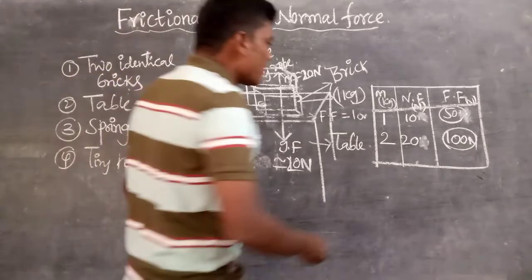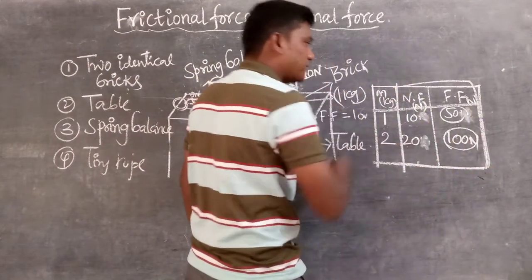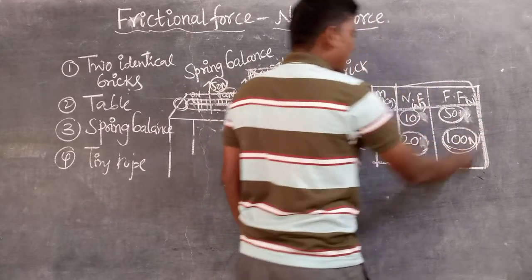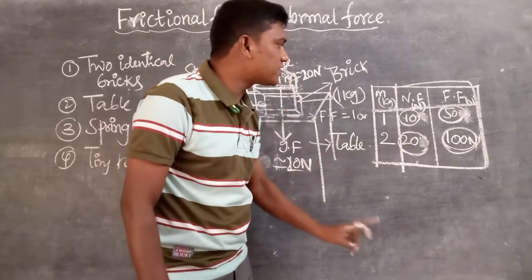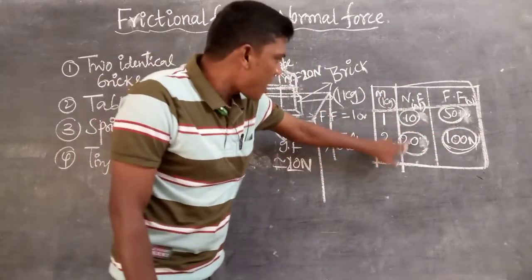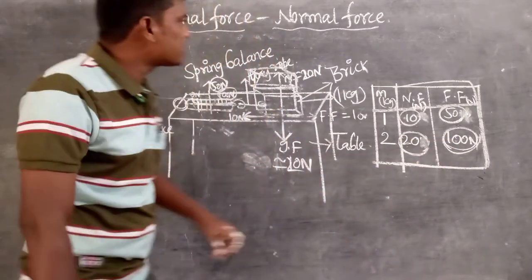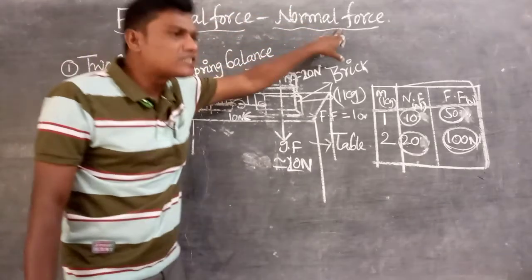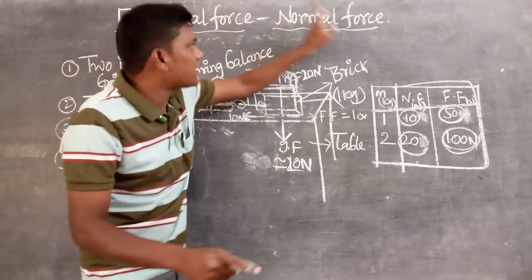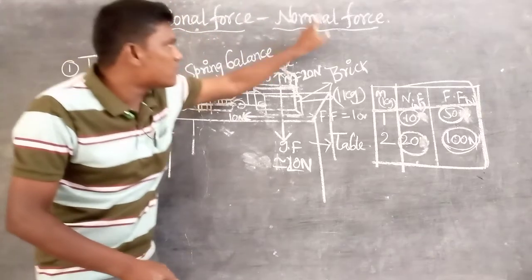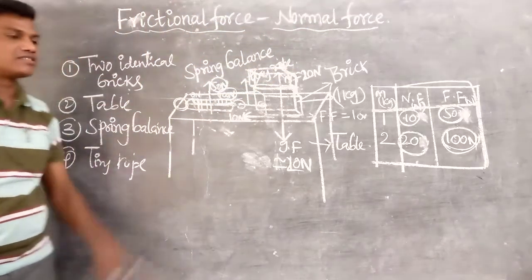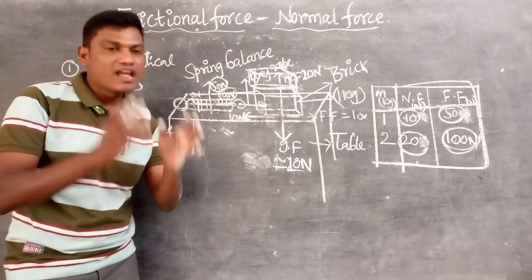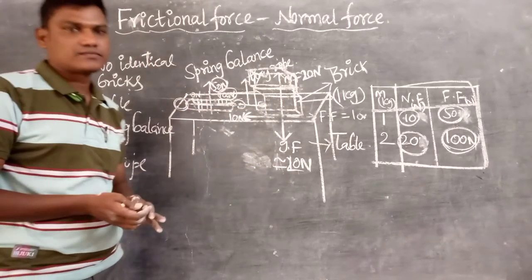Now you are observing mainly these two columns only. Normal force is 10, frictional force is 50. Normal force is 20, frictional force is 100. So if normal force increases, frictional force also increases. If normal force decreases, frictional force also decreases. That's why it says that frictional force depends on which one? Normal force. If normal force is increased, frictional force is also increased. If normal force is decreased, frictional force is also decreased. This is our experiment. Okay, most probably in the coming videos, I will give a practical demonstration about this topic. Thank you.